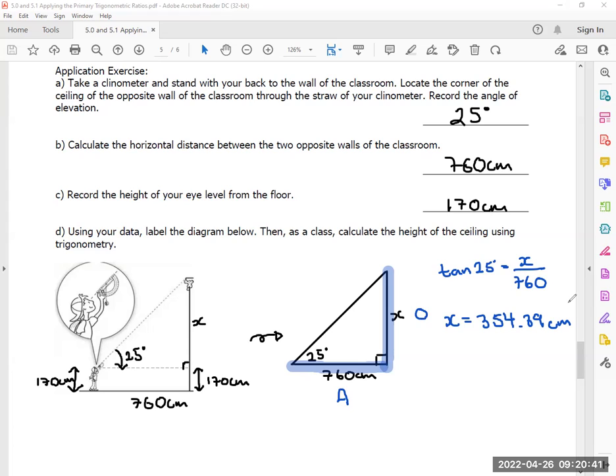Wait, are we supposed to do this now with our measurement? Our height? Correct. I give you an angle. I give you one side. You should be able to find that other side with the information I give you. Yes.